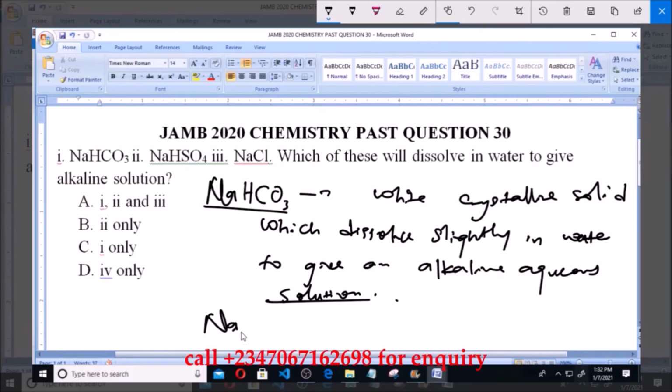But for sodium Hydrogentrioxosulfate 6, it doesn't form an alkaline solution, it forms an acidic solution. While sodium chloride forms a normal solution, that is a solution with a normal pH. So the answer to this question is option C, which is I only. So only sodium Hydrogentrioxocarbonate 4 will dissolve in water to produce an alkaline solution due to hydrolysis and leads to the formation of sodium hydroxide.